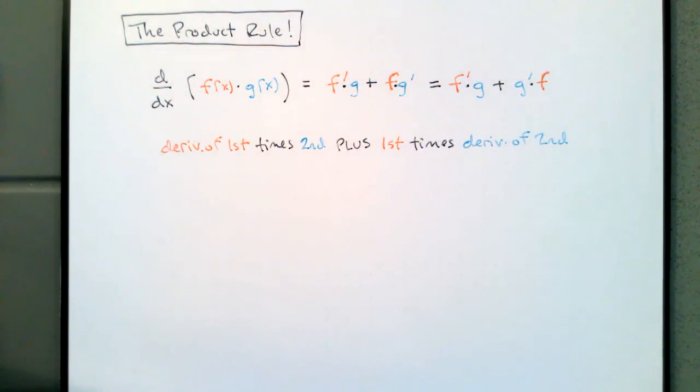And this is called the product rule. It's for the derivative of a product where we have two functions of x.